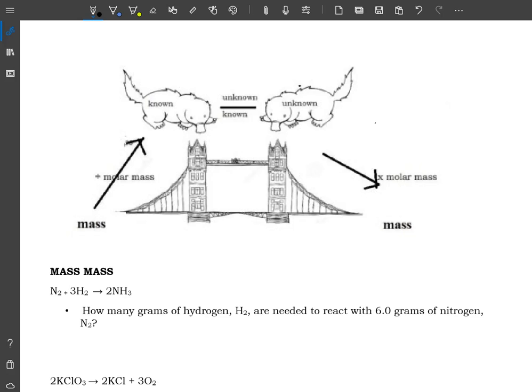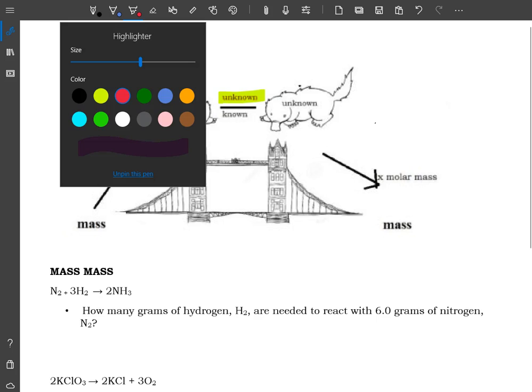Welcome to day 2 of stoichiometry. Today we're going to go from mass to mass. Yesterday we talked about the most important thing here is knowing your unknown and your known.